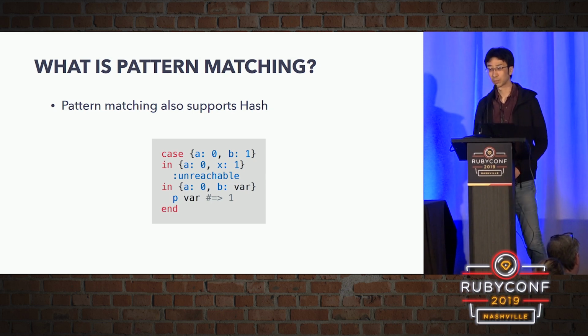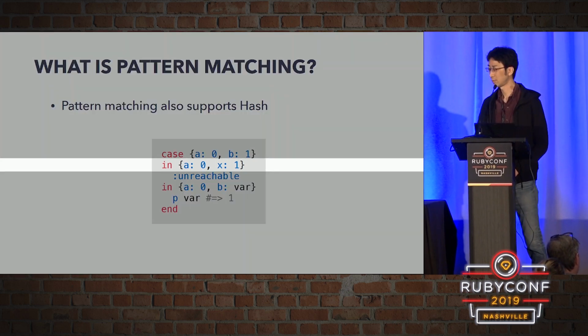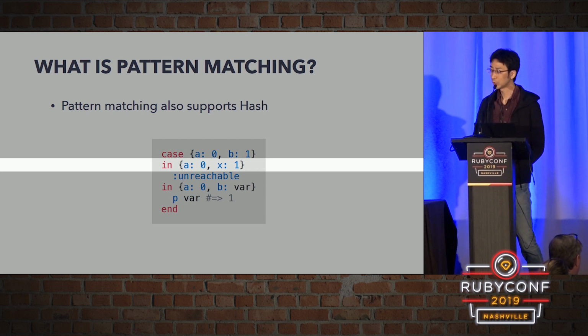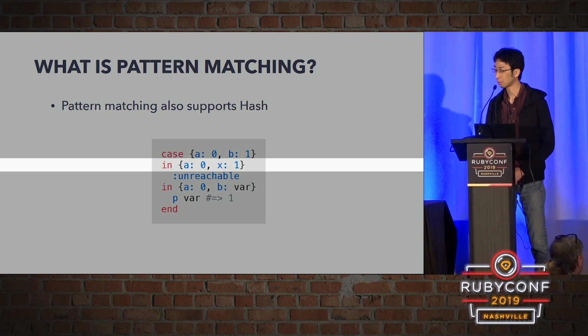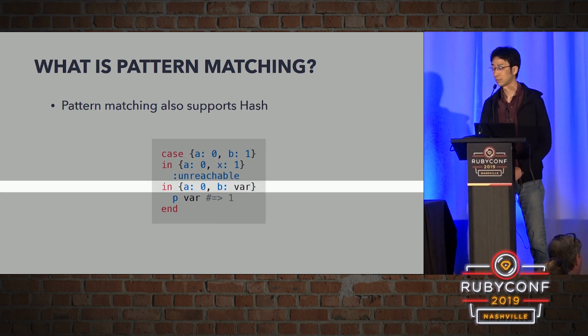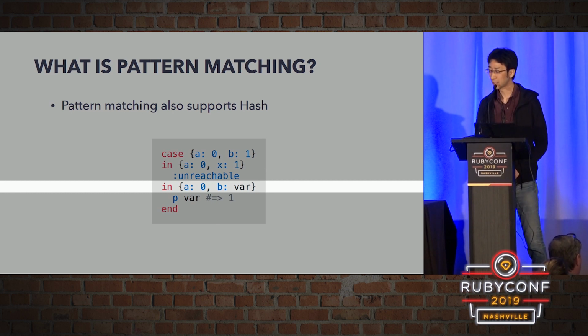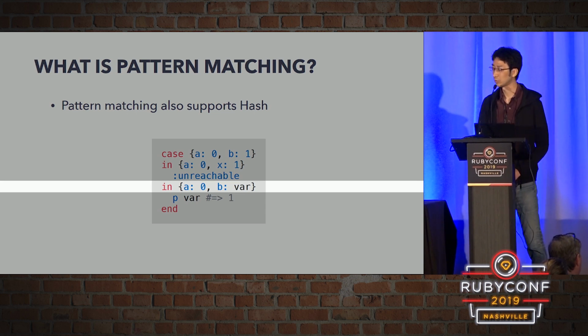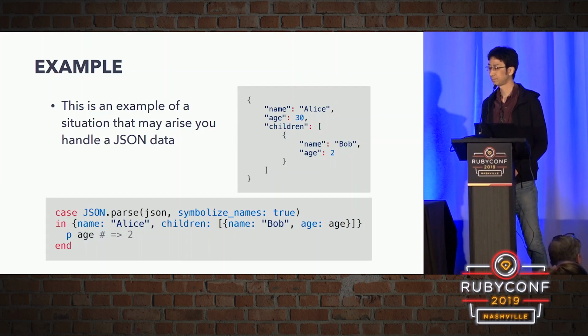And pattern matching also supports hash. So in this case, this pattern has two keys. One is key A, which has to be 0, and key X, which has to be 1. But the given object doesn't have a key X, so this pattern doesn't match. And in this case, key A has to be 0, and key B has to be bar. So this pattern matches, and bar is set to 1. This is a rough summary of pattern matching.